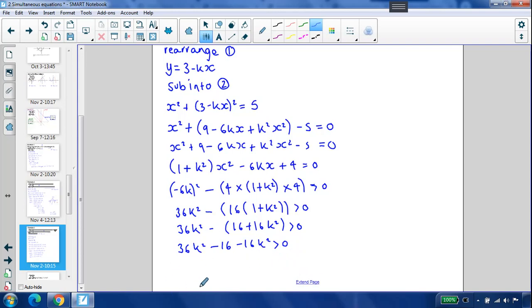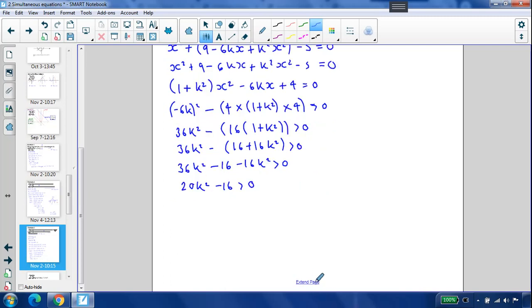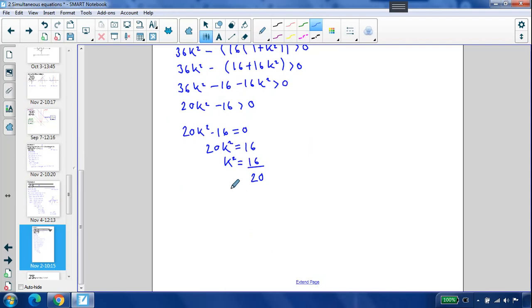Now I'm going to collect the k squareds together. So I'll have 20k squared minus 16 is greater than 0. And I'm at a point where I can solve this now. So I'll move the 16 over, divide by 20, I've lost my k squareds for some reason. And now I'm going to square root both sides, and I'll have a positive and a negative solution.